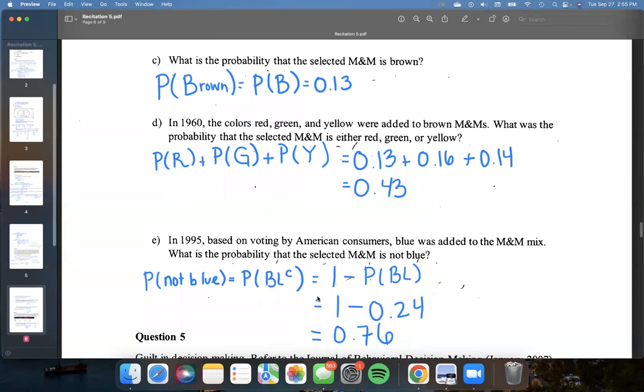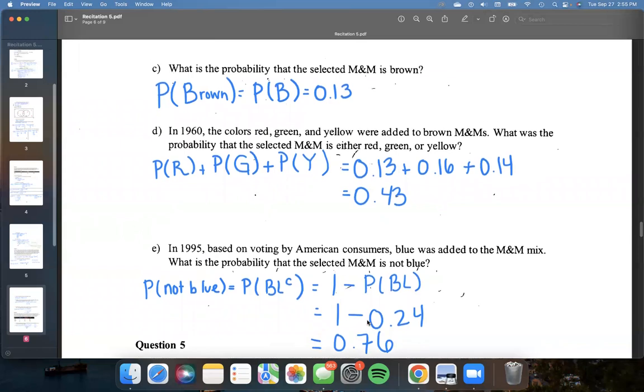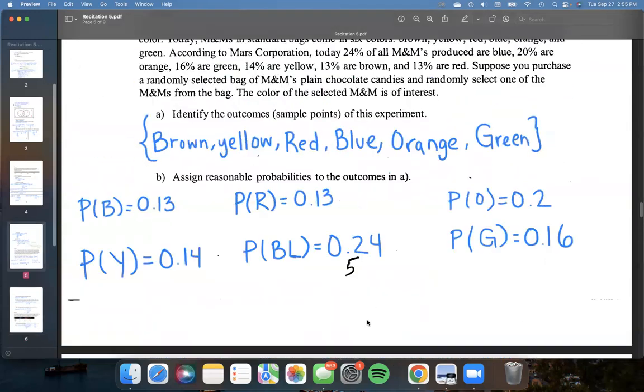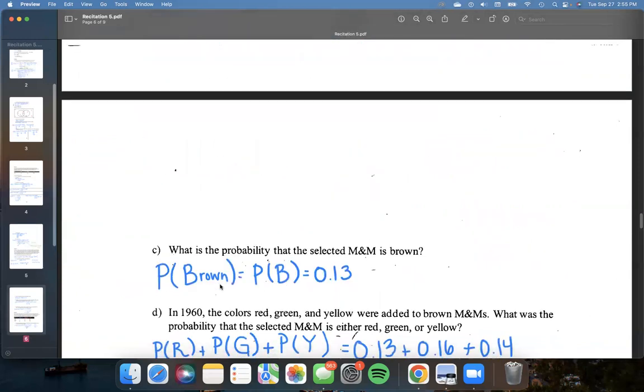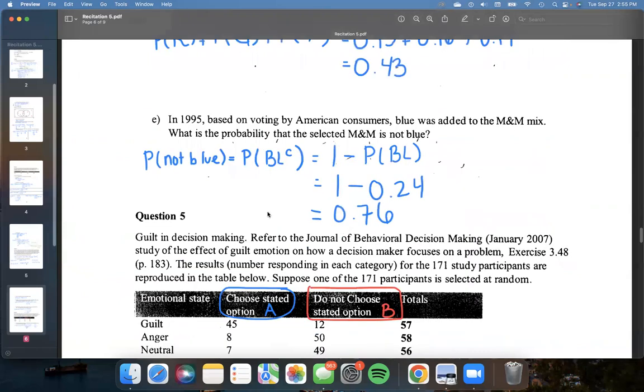So that is the probability that the selected M&M is not blue. And if you wanted to solve it the other way, you could also go here and add up all of the probabilities except the blue. So 0.13 plus 0.13 plus 0.2 plus 0.14 plus 0.16, and you should get the same answer of 0.76. So whichever way you think about it, this is obviously the more efficient way to calculate that.